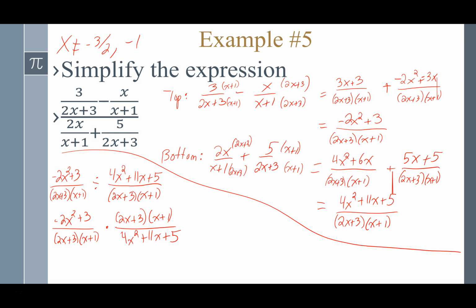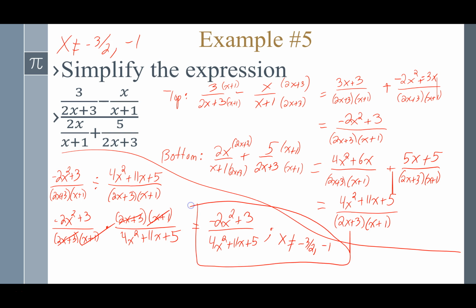Well, now we can reduce it. We're noticing 2x + 3 is top and bottom, x + 1 is top and bottom, they're gone. Resulting, the two other pieces left over cannot factor in any way. So we're going to get (-2x² + 3) over (4x² + 11x + 5), where again, x cannot equal negative 3/2 or negative 1. There's your final answer. A lot of work for it, but it's still necessary.